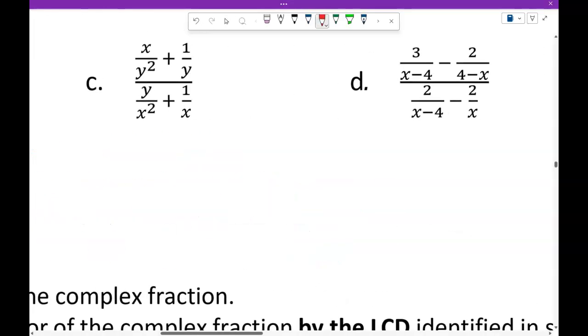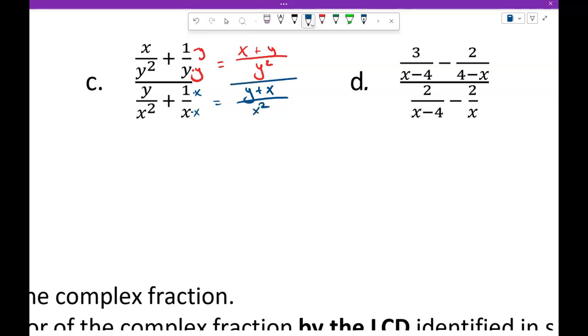Now here, since we have two fractions, we need to add the numerator and the denominator before we can do the division. So first we need to get a common denominator for the numerator, which is going to be y squared. So if we multiply our second fraction by y, we have x plus y over the common denominator y squared. And then for the denominator, we get the common denominator of x squared, leaving us with y plus x over x squared.